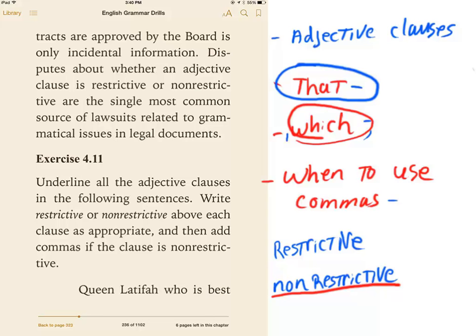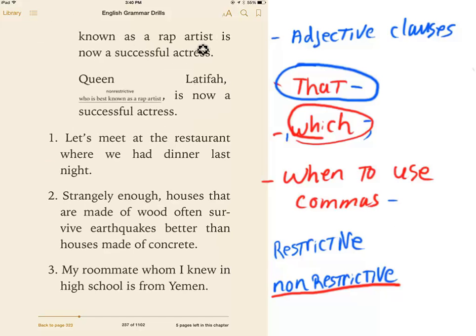Queen Latifah, who is best known as a rap artist, is a successful actress. Queen Latifah is a common or a proper noun. I know that it has to be non-essential. Okay, non-restrictive. So Queen Latifah, who was known as a rap artist, is now a successful actress.